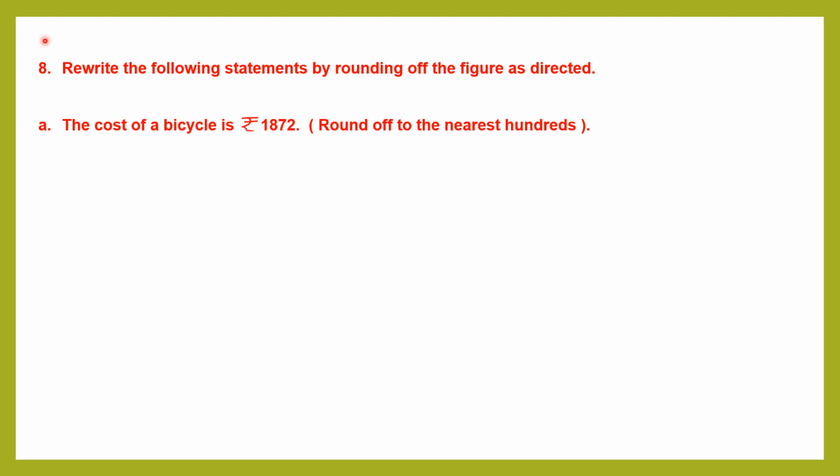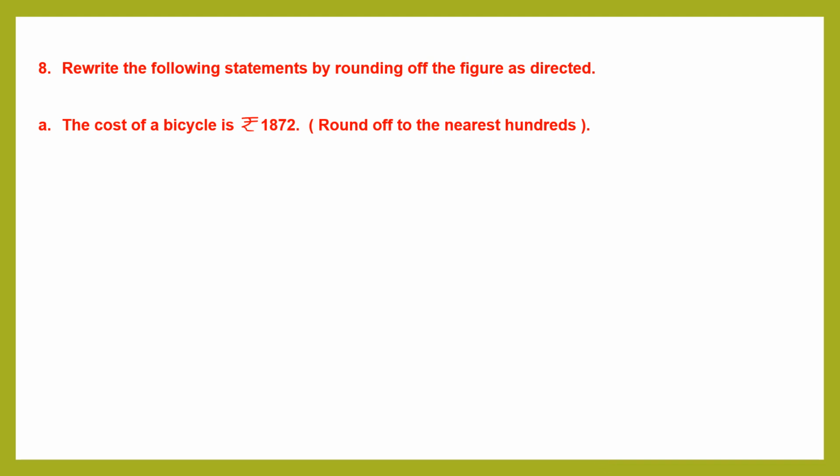Next question. Rewrite the following statements by rounding off the figure as directed. So we have to rewrite this statement. We have to follow the directions given to us here. So let's first read the statement. The cost of a bicycle is 1,872 rupees. So a bicycle costs so much. We have to round off this number to the nearest hundreds.